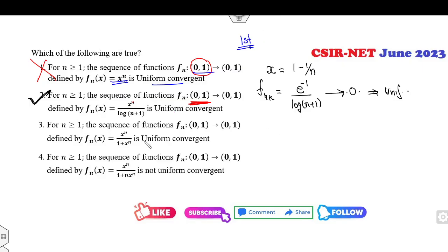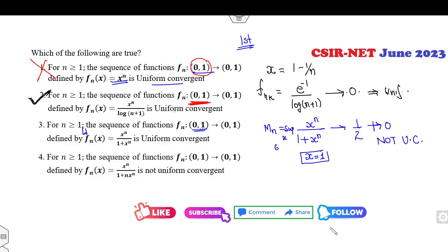Look at the third case. Clearly, when x lies between 0 and 1 and you take the limit as n approaches infinity, it is 0. If you apply the M_n test, it is the supremum of x raised to power n over 1 plus x raised to power n, where x belongs to 0, 1. Clearly this goes to 1 over 2, because the maximum value occurs at x equal to 1 in the interval 0, 1, which is not 0. So therefore it is not uniformly convergent.